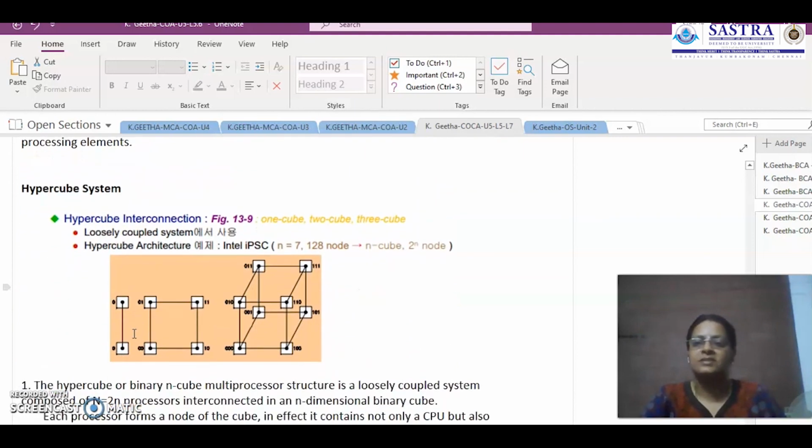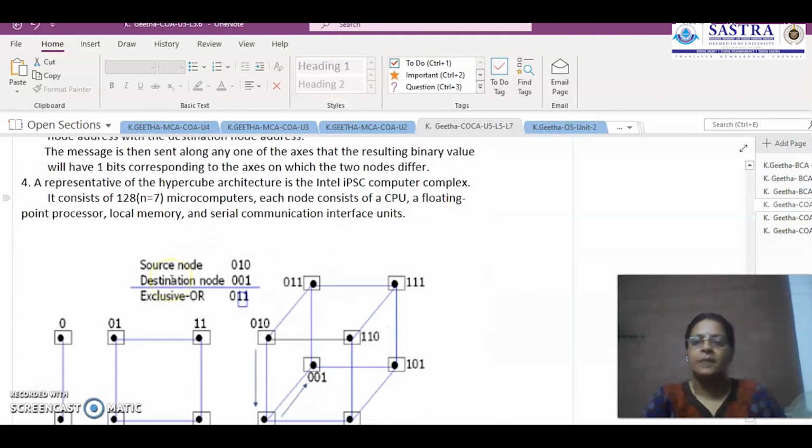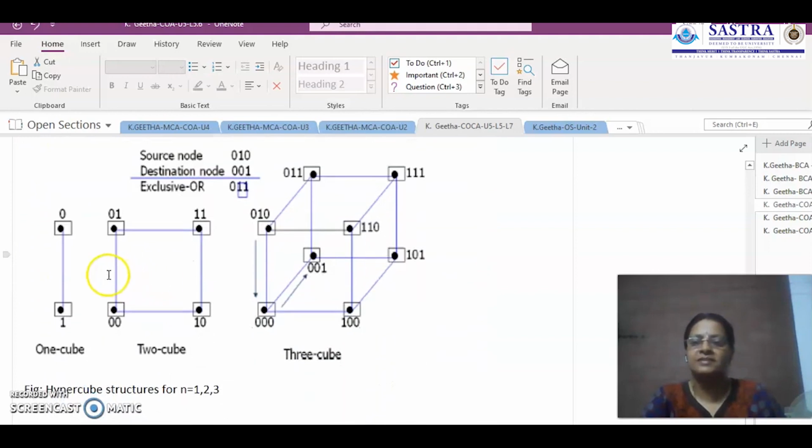The last structure which we are going to discuss is called the hypercube system, where we have different node structures which can be connected. In this diagram we have just seen an example for 1 cube, 2 cube and 3 cube structures, and this can also be made available as either a loosely coupled system or hypercube architecture. Maybe this will be more clear if you just see this diagram here.